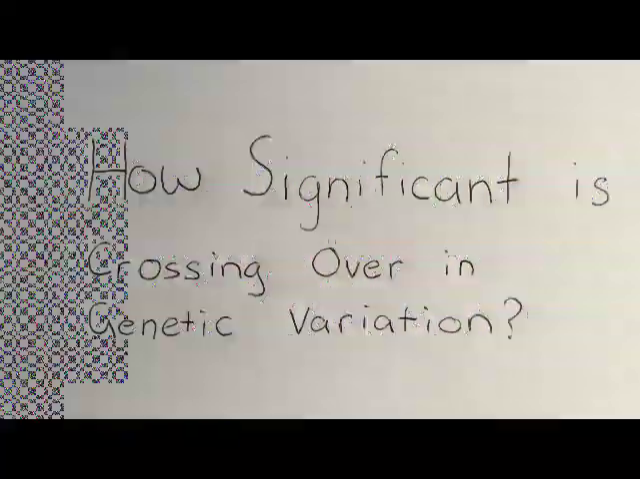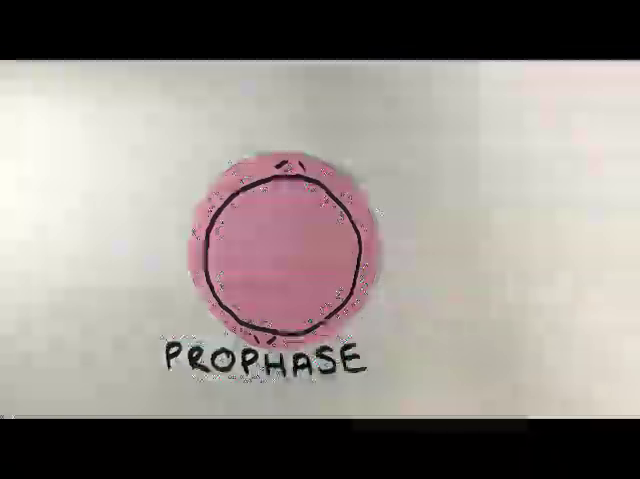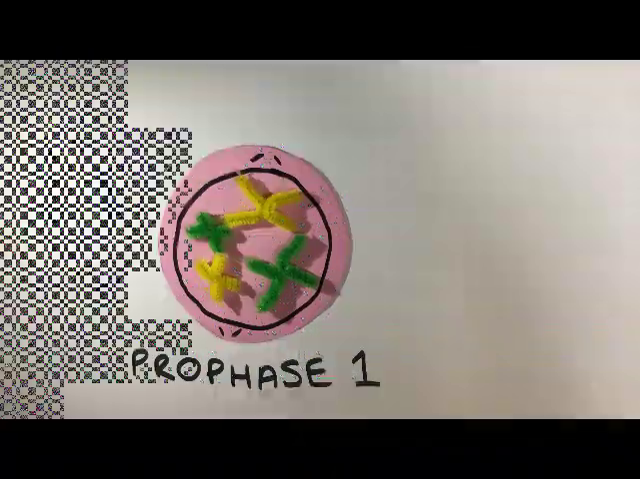My inquiry question based on meiosis is how significant is crossing over in genetic variation? Before entering meiosis 1, a cell must first go through interphase where all chromosomes are duplicated in a process similar to chromosome replication prior to mitosis. During prophase 1, the chromosomes begin to condense and pair up, becoming visible under a microscope. Each chromosome carefully aligns with its homologous partner so that the two match up at corresponding positions along their full length.